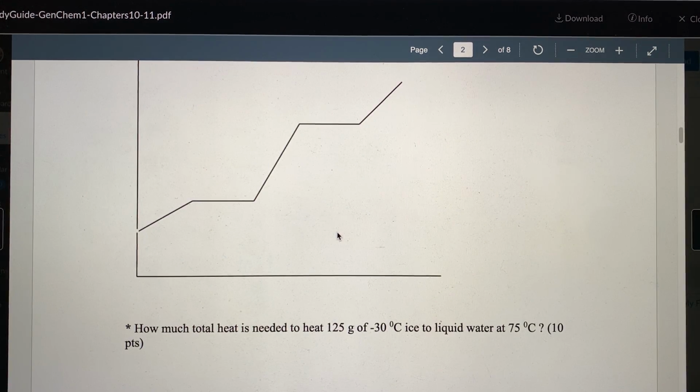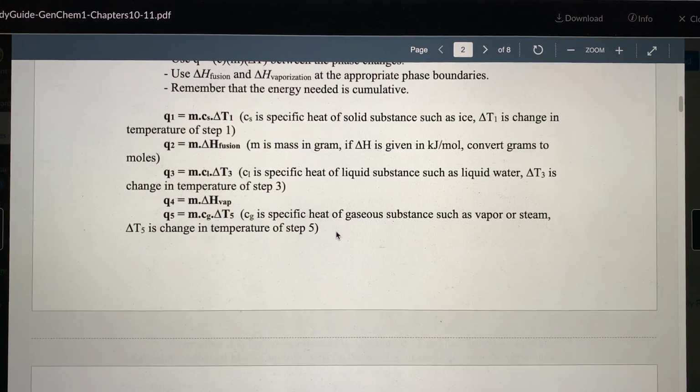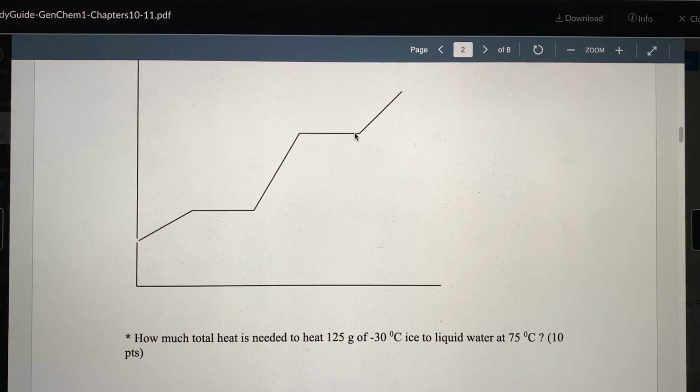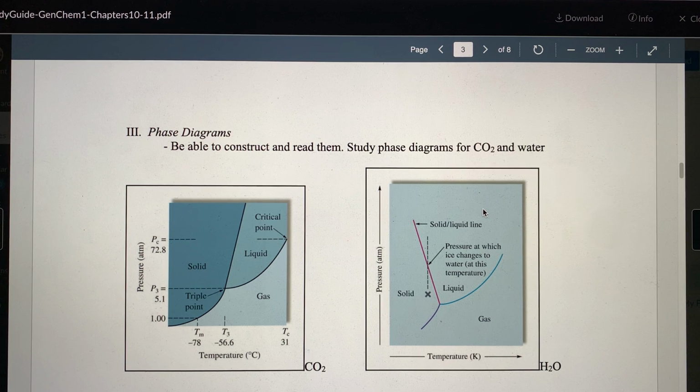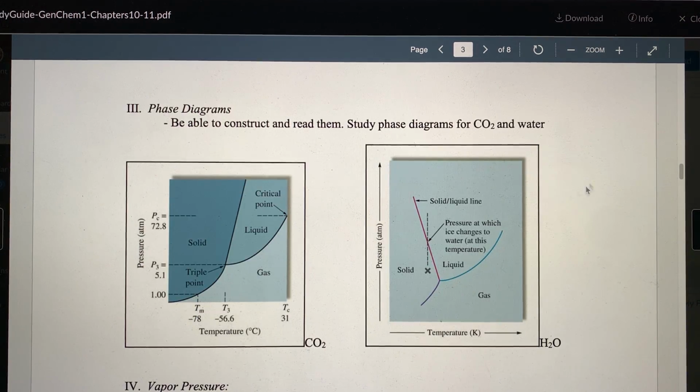So that's phase diagram and heat calculation. Don't forget those 5 formulas are important, and depending on the step, use the formula correctly. The 2 flat ones are the ones where you don't have delta T. Notice that. One is the fusion, and the other one is the vaporization. Okay, the next concept is called phase diagram.